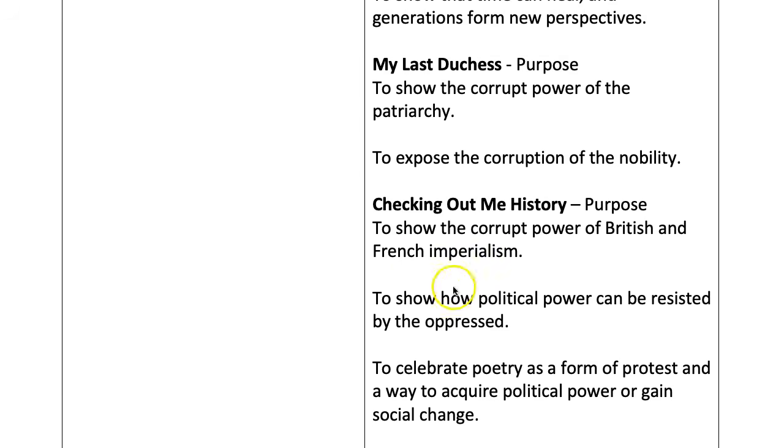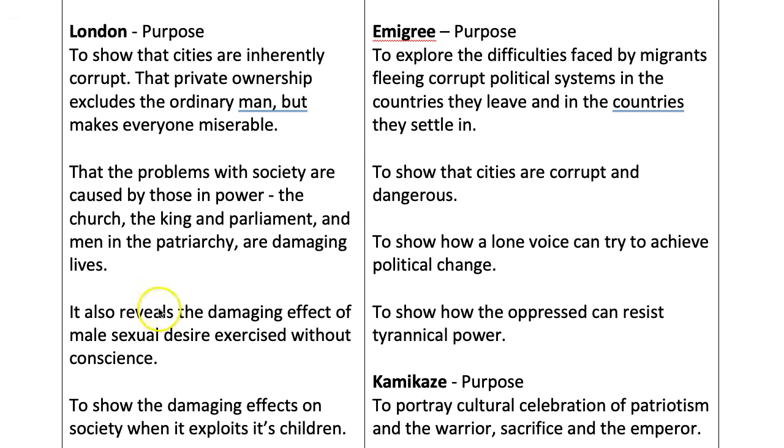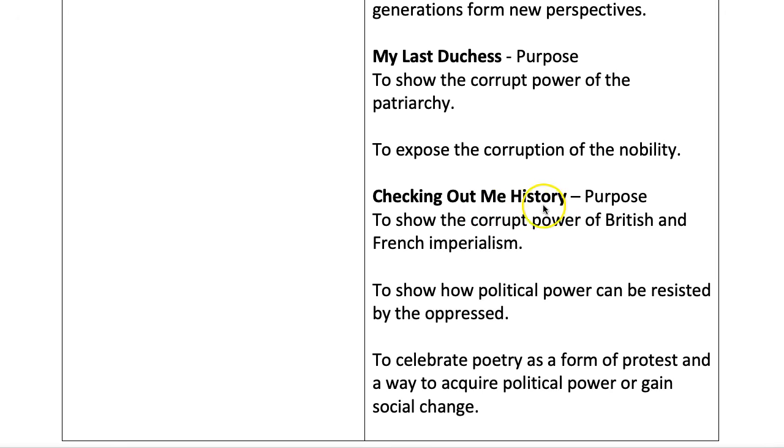We now have 3 comparisons with Checking Out My History. So this is my next favourite one after the Emigree, which you remember had 4 comparisons. So in Checking Out My History, we're given the corrupt power of British and French imperialism, the corrupt power of the rulers, just as in London. It's also written to show that political power can be resisted by the oppressed.